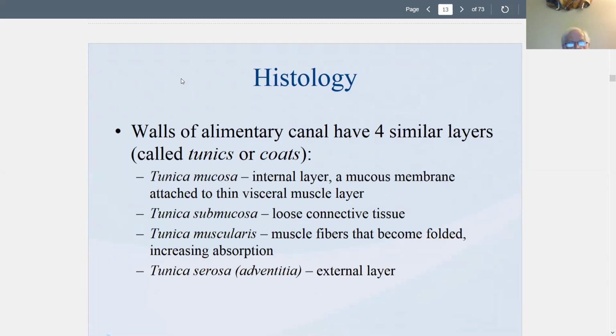The walls of the alimentary canal have 4 layers called tunics or coats. The mucosal layer is the internal layer. It's a mucous membrane attached to a thin muscle layer. The submucosa is loose connective tissue. The muscularis is muscle fibers that become folded, that help increase absorption. And then the serosa, the adventitia, is the external layer.